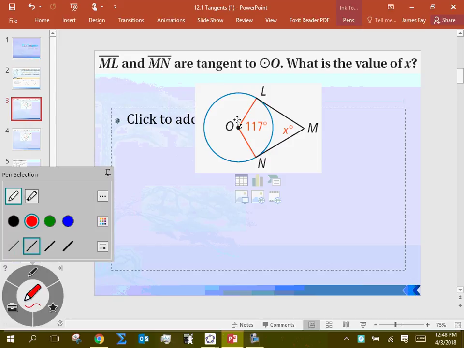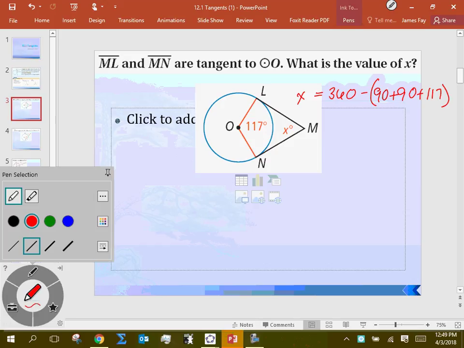What kind of angle do you have? If this is a radius and LM is a tangent line, what kind of angle is L? Right angle. Same thing down here at N. What kind of angle is that? Right angle. Okay. So how many degrees would you have for that figure there? 360. So to find x, don't I take 360 minus the things I know? So minus 90 plus 90 plus 117, and that should give me x. Is that pretty easy?